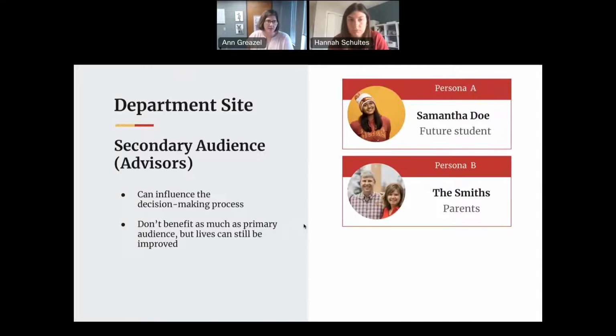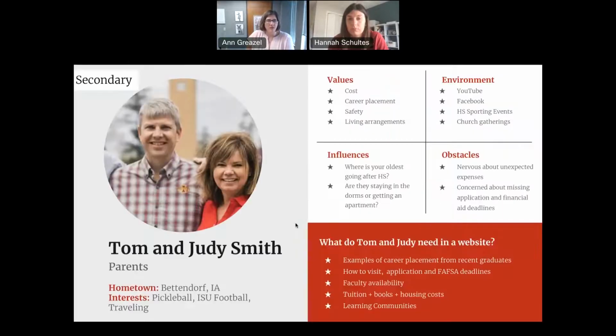So the next audience that we have is the secondary audience. And these are going to be, as Hannah said, the audience that influences or kind of can help be a change agent, I guess, in some ways, for potentially the primary audience. So this is Tom and Judy Smith, a random couple, not associated with our first primary audience. This is just a set of parents. They are from Bettendorf, Iowa. They like to play pickleball. It's super popular right now. ISU football is their thing, and they enjoy traveling.